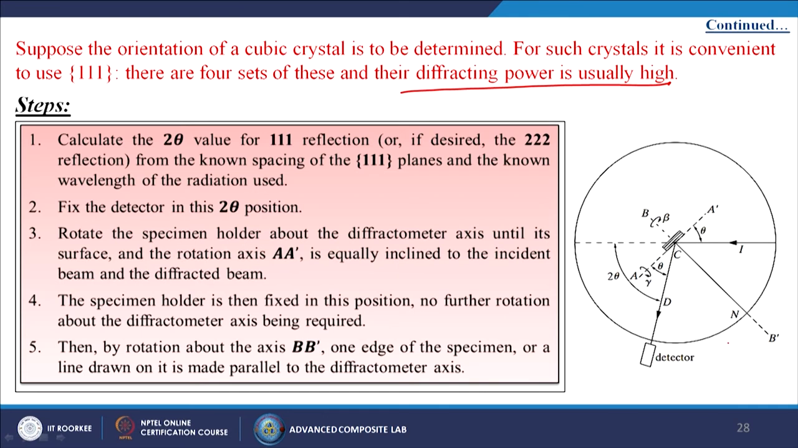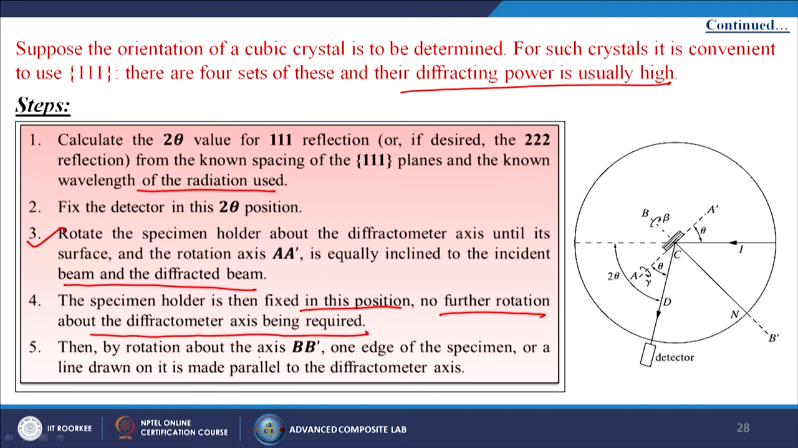How to do it? First, calculate the 2 theta value for the 111 reflection, or if desired the 222 reflection, from the known spacing of the form 111 planes and the known wavelength of the radiation used. Fix the detector at this 2 theta position. Then rotate the specimen holder about the diffractometer axis until its surface and the rotation axis AA prime are equally inclined to the incident beam and the diffracted beam. So, you have to rotate. The specimen holder is then fixed in this position, no further rotation about the diffractometer axis being required.